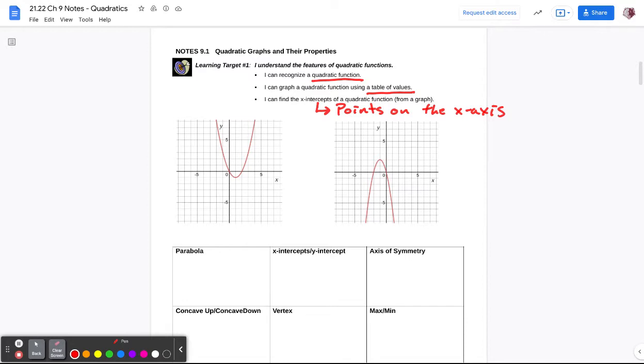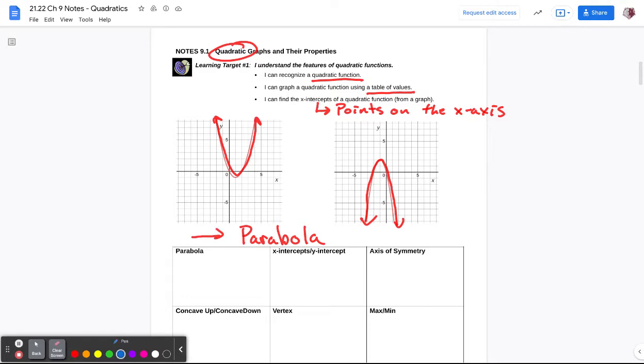So when we talk about quadratic equations, these are these sort of U-shaped graphs that you see. And we call these parabolas. So the U-shaped graph that a quadratic equation makes is what we call a parabola. That is the name of the U-shaped graphs.